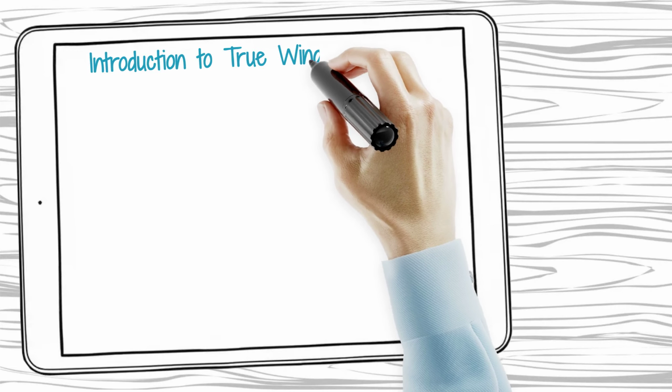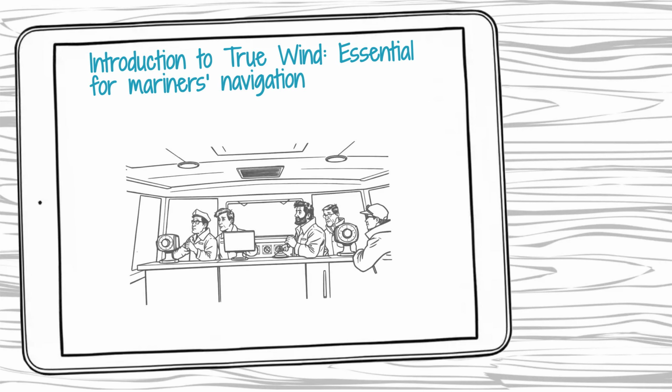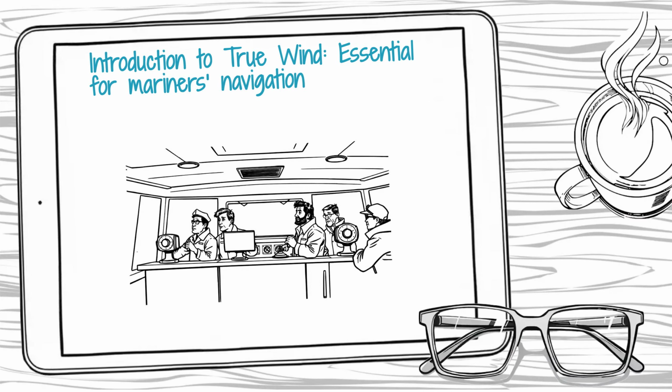To accurately navigate and operate a ship efficiently, mariners need to know the true wind, not just the wind they feel. The wind you feel on a moving vessel is the apparent wind, and calculating the true wind from this is a fundamental navigational skill.